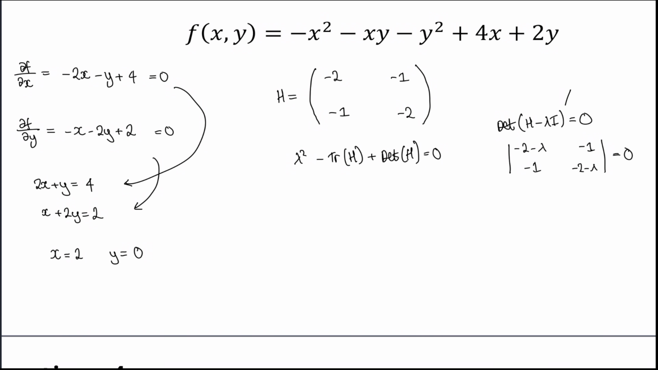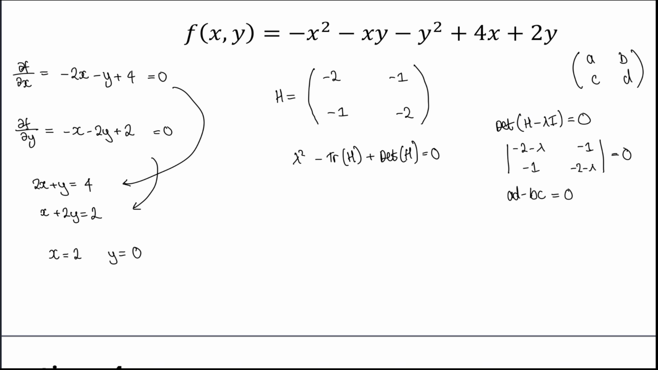So this formula gives us our characteristic equation. So we get the matrix A minus lambda times the identity matrix. So we get minus 2 minus lambda, minus 1, and then minus 2 minus lambda. If we now work out the determinant of this matrix, we do AD minus BC, which is equal to 0, where A is this entry, B is this entry, and so on.